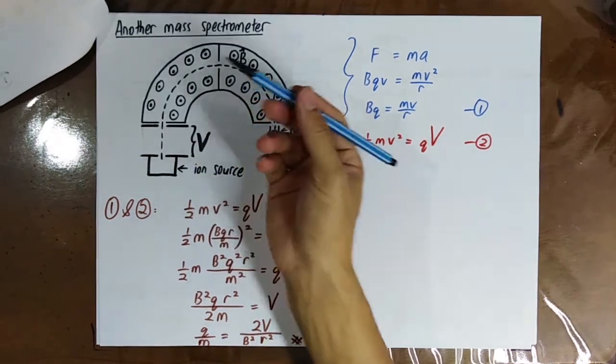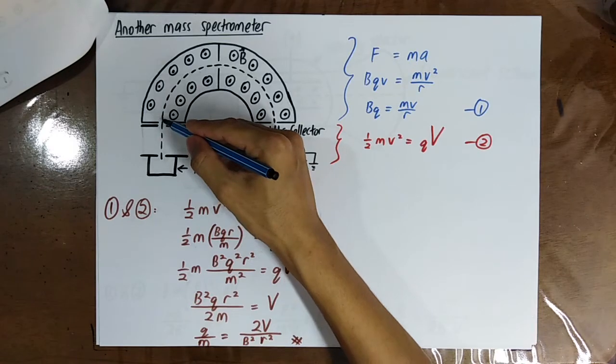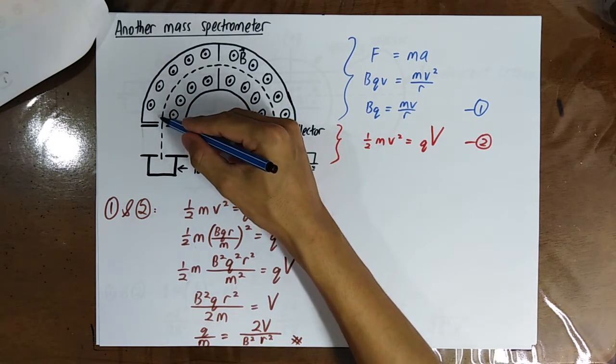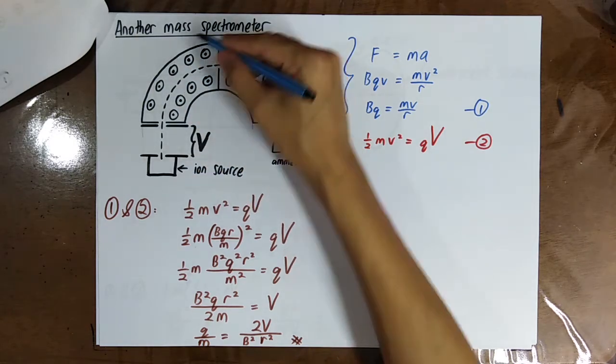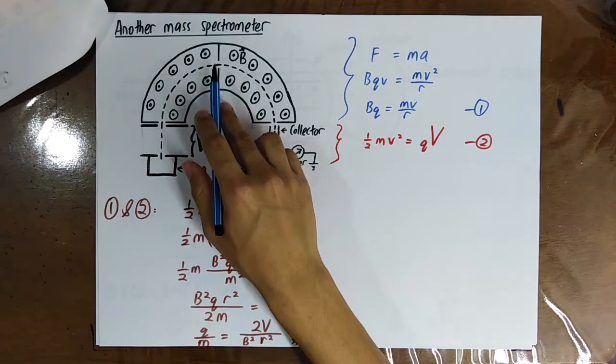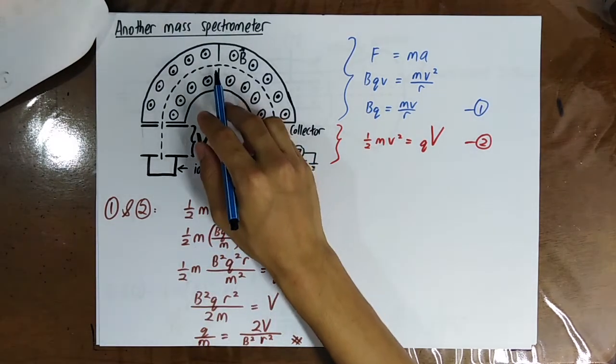Otherwise, if the positive ions are deflected like this, or like this, then they can never come out of the slit here. It is just like the velocity selector, whereby you use the slit.